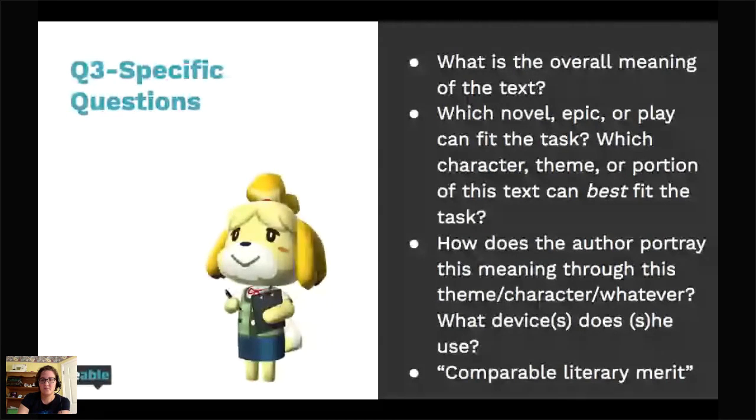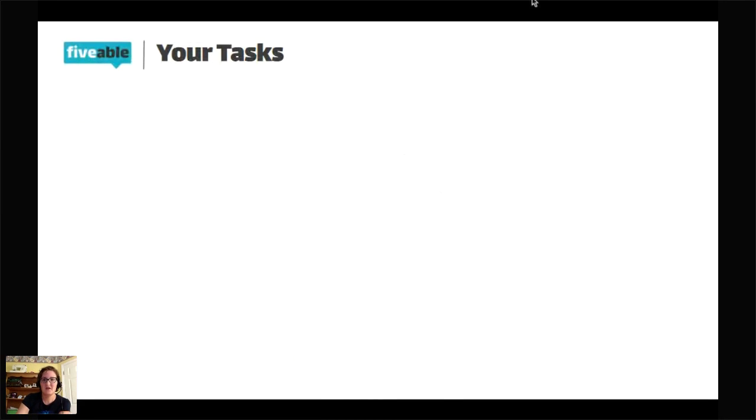Okay, so I'm going to go back to that because that makes more sense when I'm talking Q3. Ask away. Okay, so here's when you get your prompt. So your tasks as you're reading this prompt.